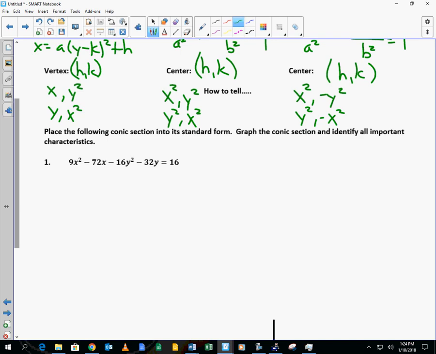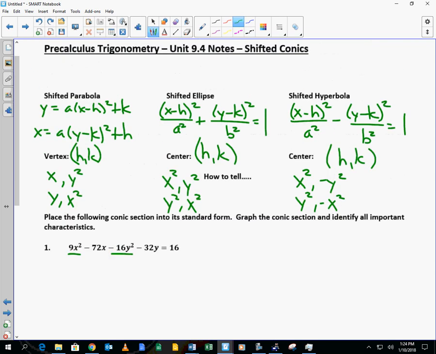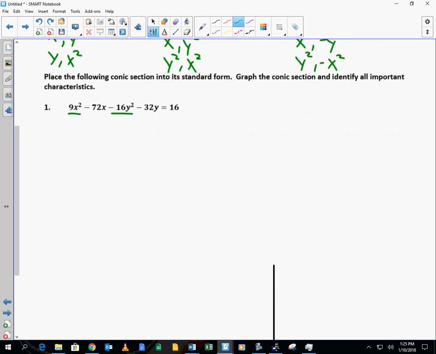Okay, so let's look at this. Is this going to be a parabola? Why is it not going to be a parabola? Because you got two squares. Is it going to be an ellipse? No, because one of them is negative. So therefore, it's going to be a hyperbola. So I know my goal. That's my goal. Let's complete the square and see what we get.